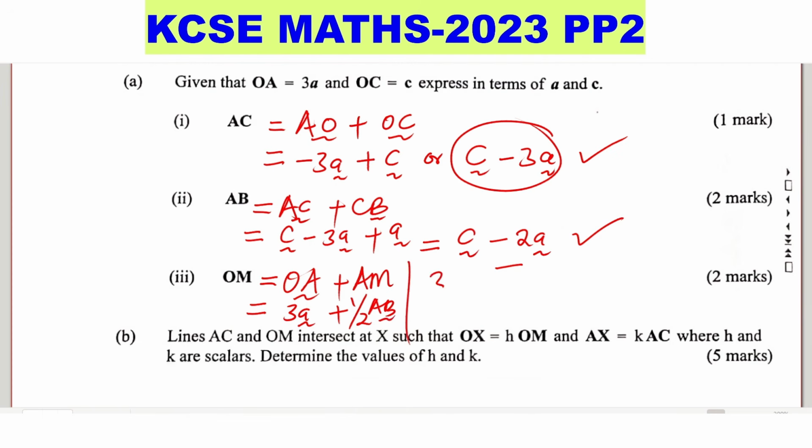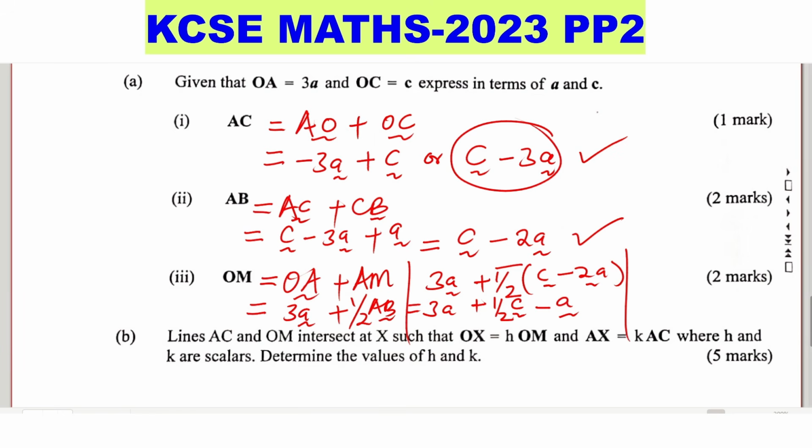So therefore, we have 3A plus a half AB. AB is already here in part 2 as C minus 2A. So this will give 3A plus a half C in the brackets minus a half times 2A, which will give A, like that.